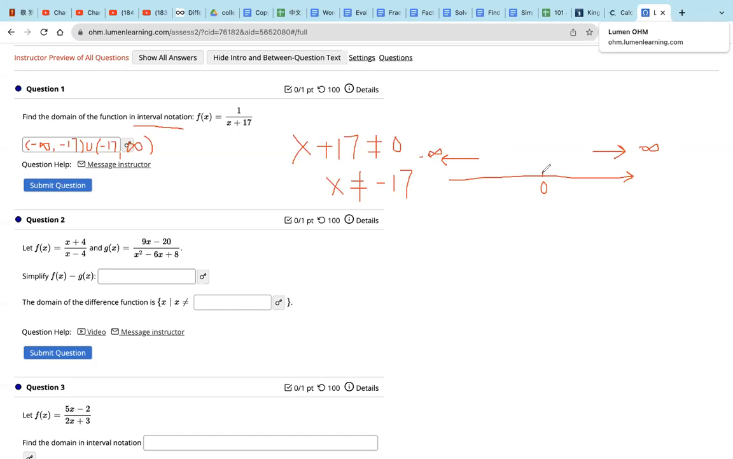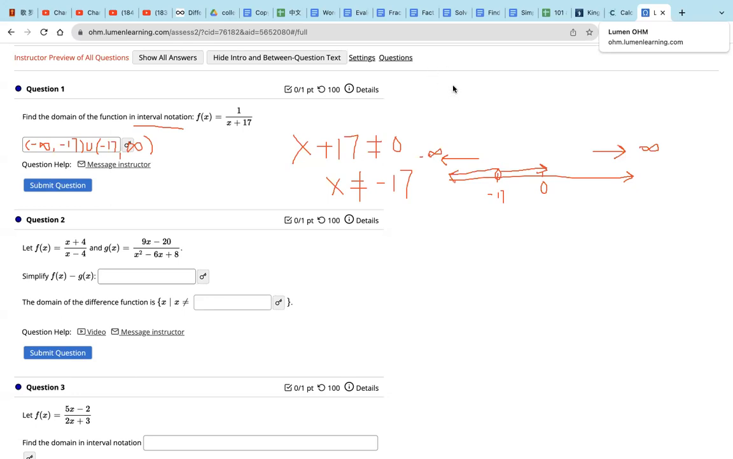0 sits in the middle. So x cannot be negative 17. Let's see, negative 17 is here, on the left of 0. Negative numbers are on the left of 0. So it cannot be negative 17, open circle, right? So all the numbers smaller than negative 17 or all the numbers bigger than negative 17 work. Only negative 17 does not work.